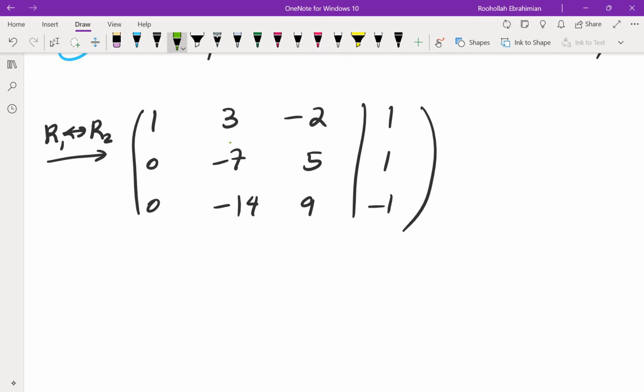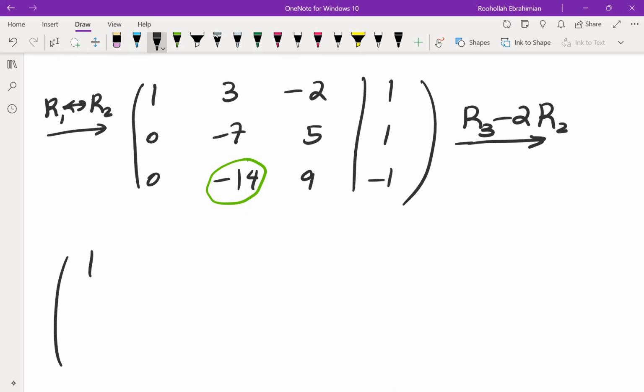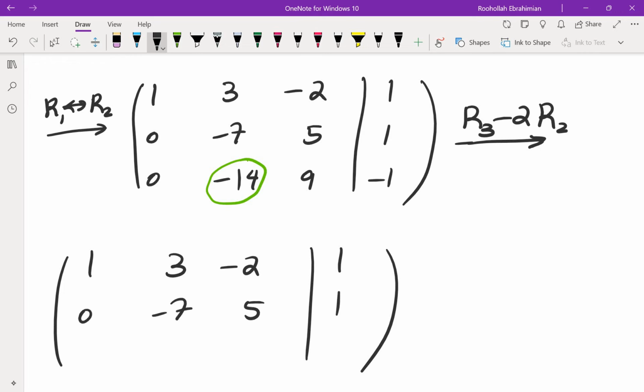So now I'm going to use this entry and make the last entry here 0. If I do that, I have to multiply the second row by negative 2 and add it to the third row. So I'm going to get 1, 3, negative 2, and then 1 here. 0, negative 7, 5, 1. Those stay the same. Here is 0. This is going to be 0. I'm multiplying that by negative 2 and adding it to that. So negative 10 plus 9, that's negative 1, and that is negative 3.